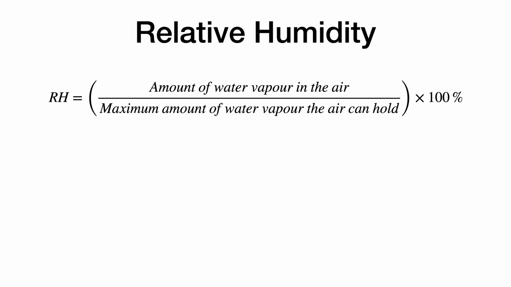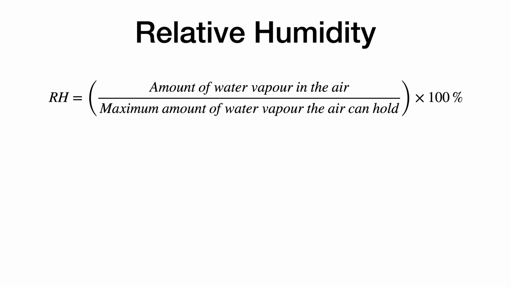Okay, as I said several times in the video, here is the maths explainer. First up, relative humidity. Relative humidity is fairly straightforward. It is the amount of water vapor in the air divided by the maximum amount of water vapor the air can hold, multiplied by 100. So relative humidity is in percentage terms.